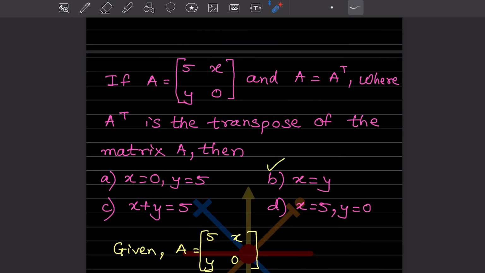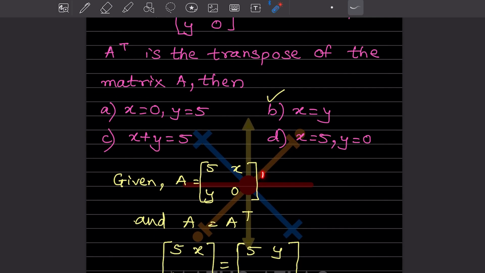Now the next one, we can see this is a transpose one. If A is equal to the matrix with 5, x, y given, and when we write A like this with a T, it shows that it is the transpose of the matrix. Where A^T is the transpose of the matrix, then these options are given. So let us solve this one. First, let us keep this A as it is, and write the transpose of this matrix.